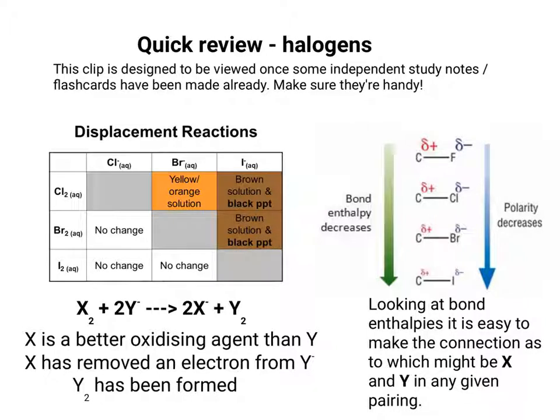So if you remember back to our work on haloalkanes, and when we looked at rates of hydrolysis, we were using bond enthalpy of the carbon-halogen bond. So you can probably see the connection where the bond enthalpy decreases as the size of the atom gets bigger, so therefore its electronegativity gets weaker. So therefore good candidates for being an oxidizing agent would be things like fluorine or chlorine, and good candidates for being Y, in other words being oxidized, is maybe bromine or iodine.